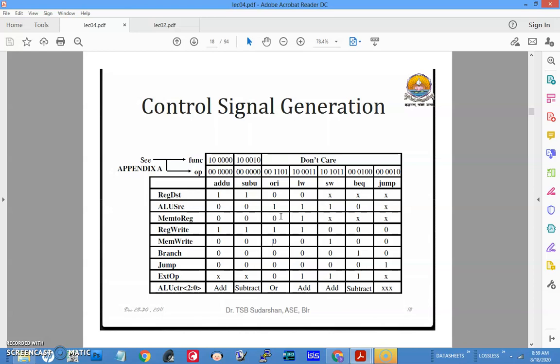So how do we find the answer? You have to think logically. Load word is not writing to any other register, and it is not writing to memory. So what will be the control? Like that, we need to understand the entire table.